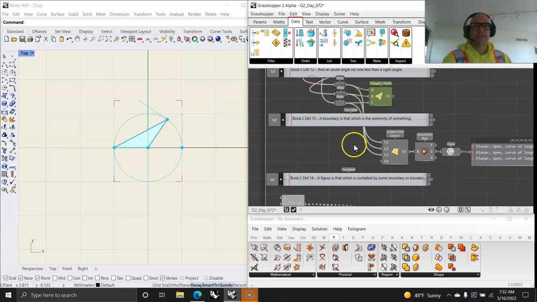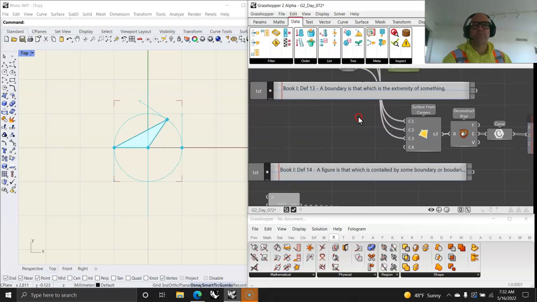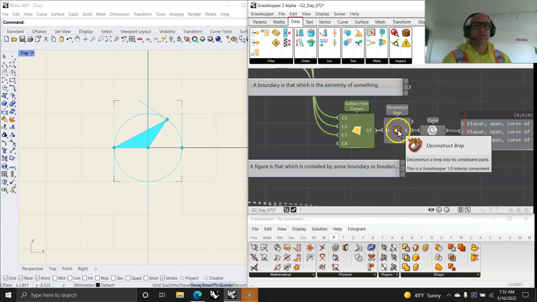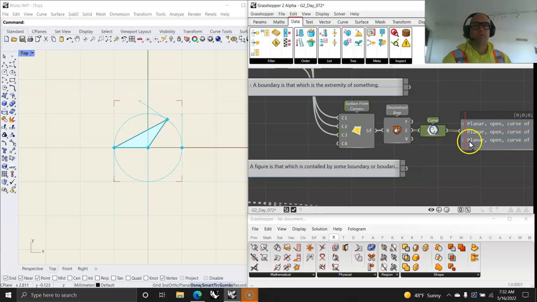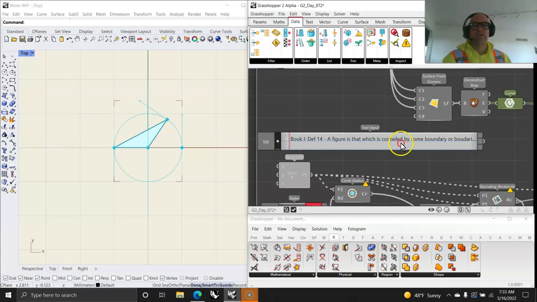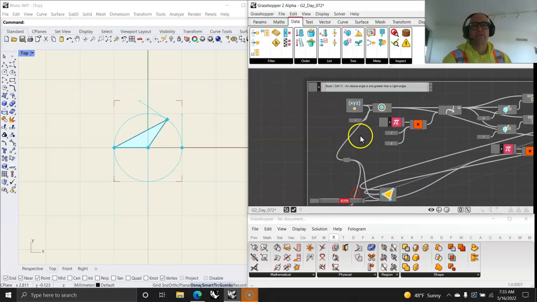Anyway, that's it. If we continue, we can actually get into 13, the boundary, which is the extreme. So I just took the boundary of the triangle, and I used an old Grasshopper 1 Deconstruct Brep to produce some curves. You can see you have 3 closed curves, which act as the boundaries. Not too difficult.